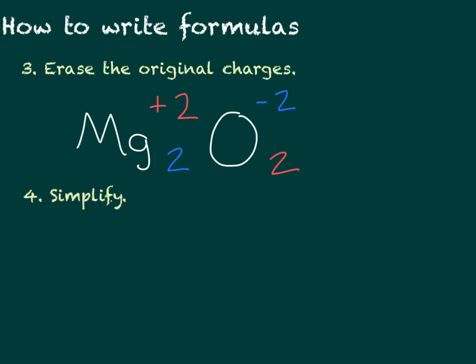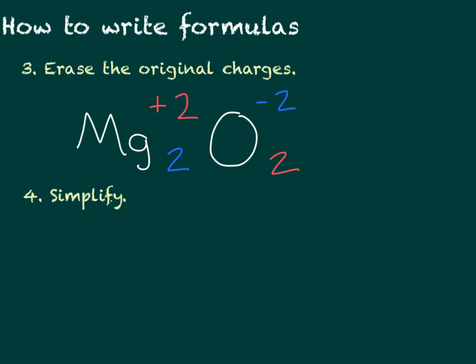Step 3 in writing formulas is to erase the original charges. So from the previous screen, we had the 2 from magnesium crossing over to become the subscript on oxygen, and the 2 from oxygen crossing over to become the subscript for magnesium. And you can see by doing this, we have 2 magnesiums with a +2 charge, which gives us an overall +4 charge. And we have 2 oxygens that both have a -2 charge, so overall we have a -4 charge. So our +4 charge cancels out with our -4 charge, and that's why ionic compounds are neutral.